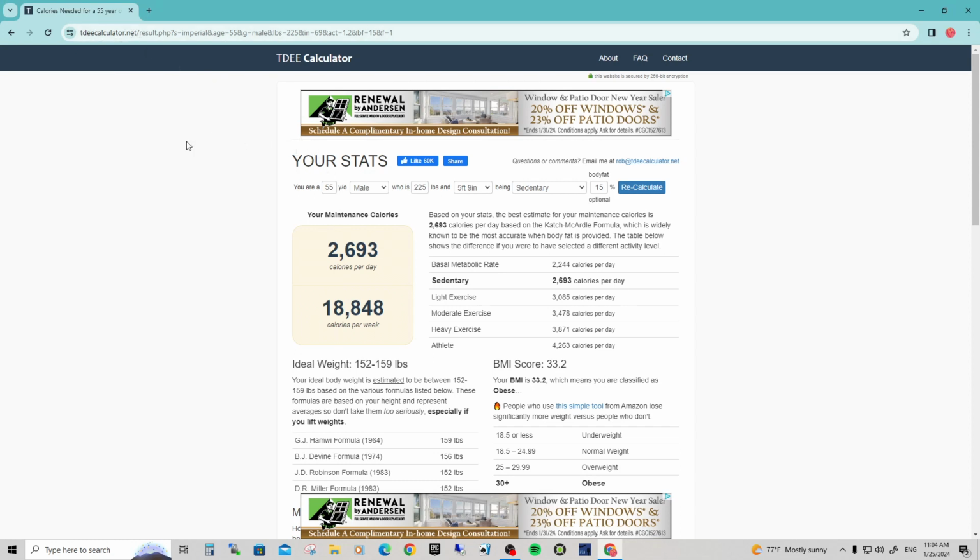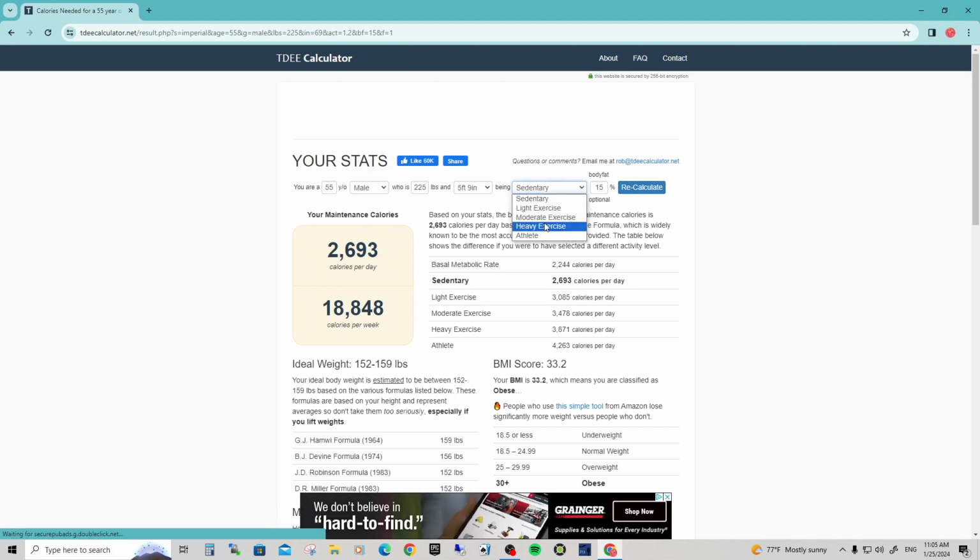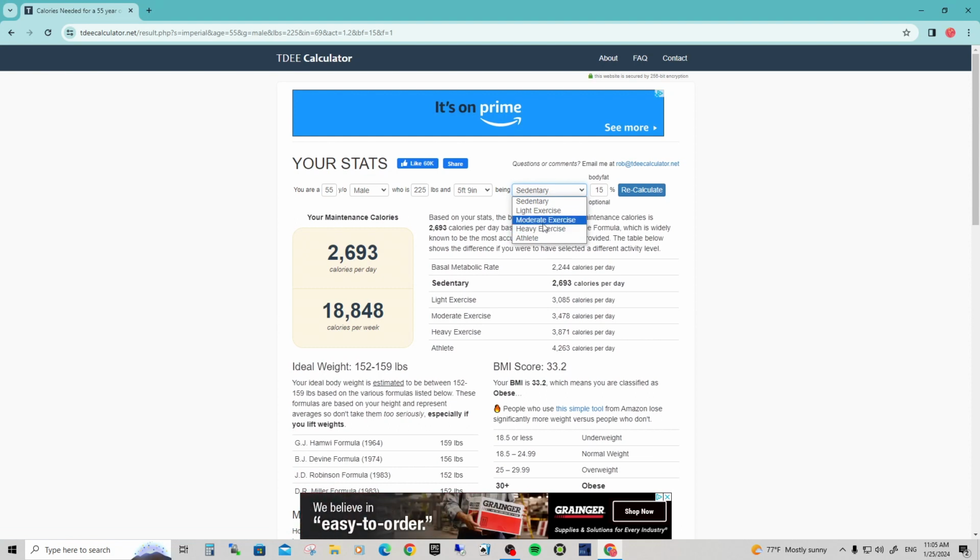And it'll bring you to a page where you plug it in, and then it will bring you to this page. So I am a 55-year-old male who currently is 225 pounds at 5 foot 9 inches tall. And here's where we're going to say that I am sedentary. Now, I'm actually somewhere in between moderate and heavy exercise because I work out 5 days a week with the weights, and I'm trying to get at least 3 days of cardio in addition to that. So over the weekend, those 2 days are getting cardio, and then I try to fit in a cardio session on the other days when I'm already lifting weights.